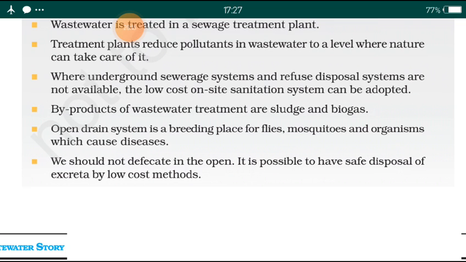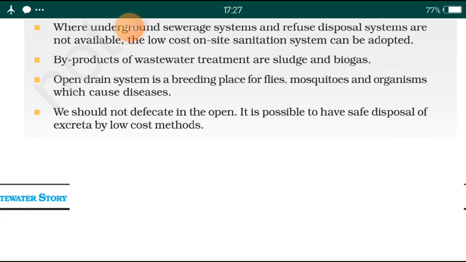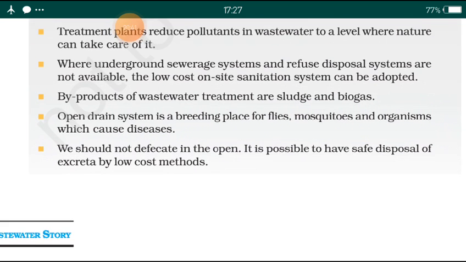Then open drain system is a breeding place for flies, mosquitoes and organisms which cause diseases. Then we should not defecate in the open. It is possible to have safe disposal of excreta by low cost methods.